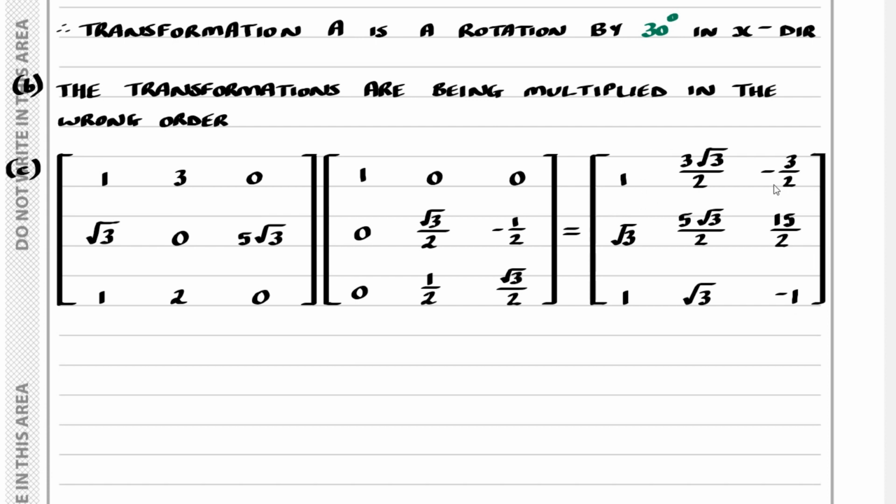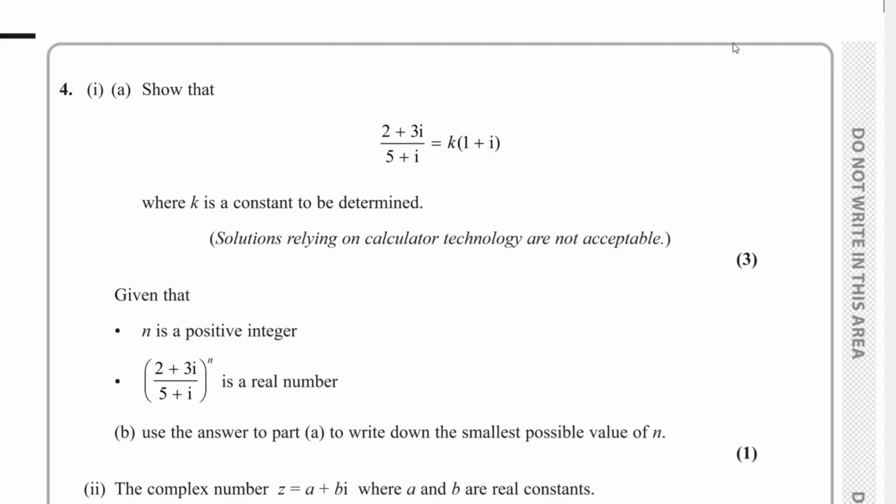So here is the matrix C. It's given by 1, root 3, 1, 3 root 3 over 2, 5 root 3 over 2, root 3, negative root 3 over 2, 15 over 2, and negative 1. Question number 4.